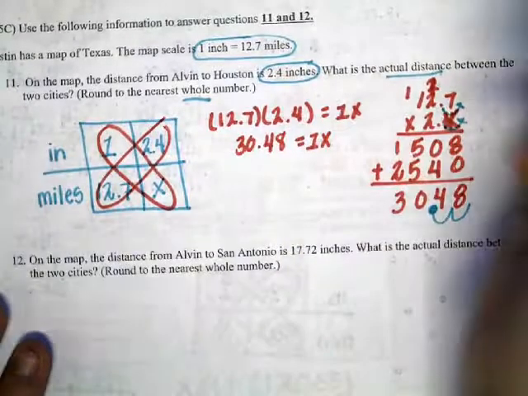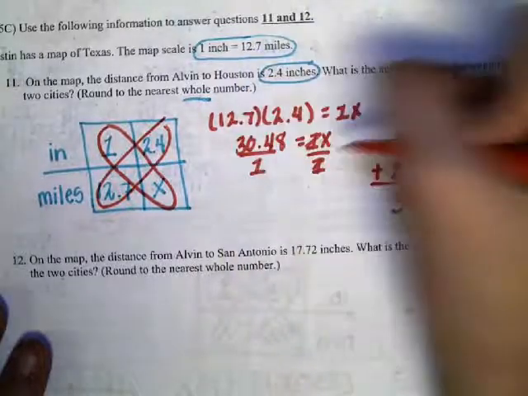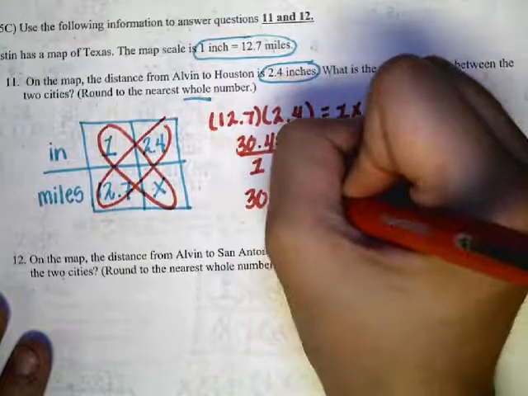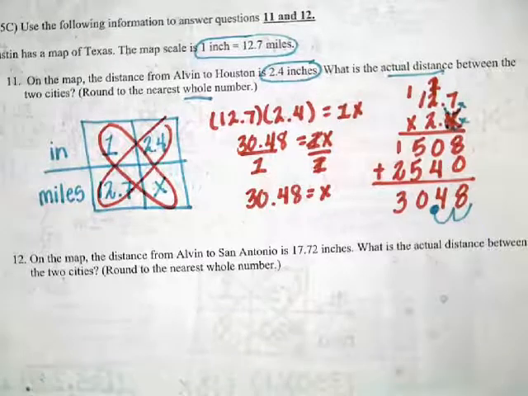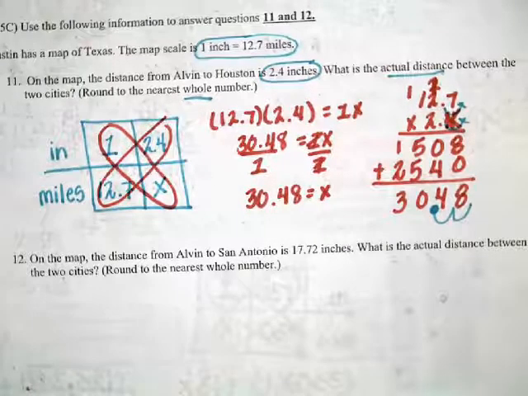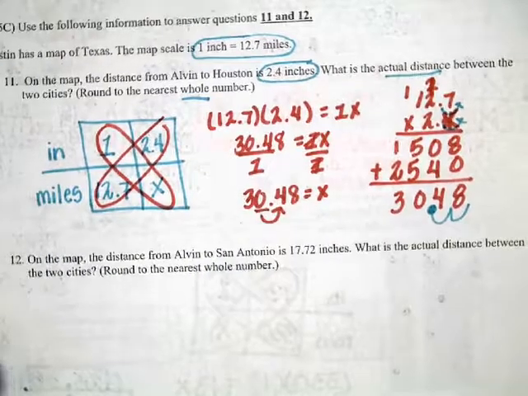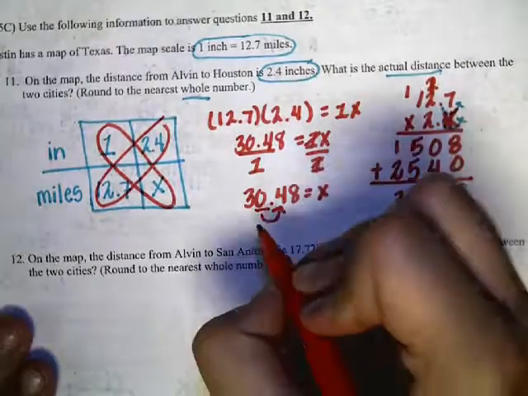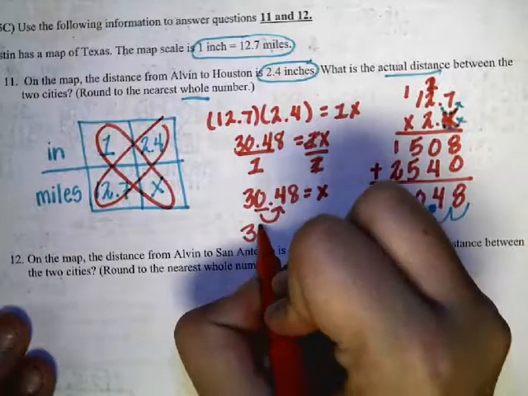Next step is to divide by 1 to get x by itself. And we know that when you divide anything by 1, it stays the same. So we get 30.48 equals x. Right? But it doesn't tell us to use hundredths place. It tells us to round to the nearest whole number. Since we're rounding here, we got to look to the number to the right. Since it's 4 or less, we let it rest so it stays the same. So 2.4 inches is 30 miles.